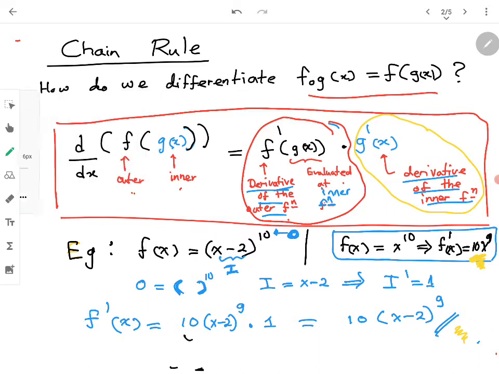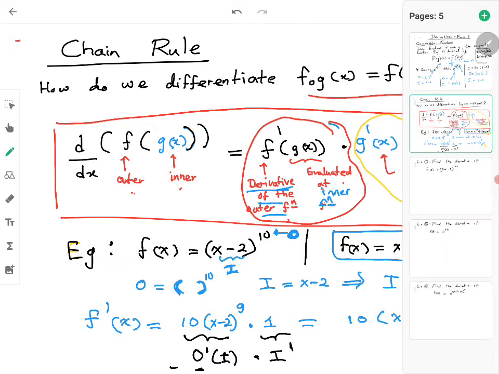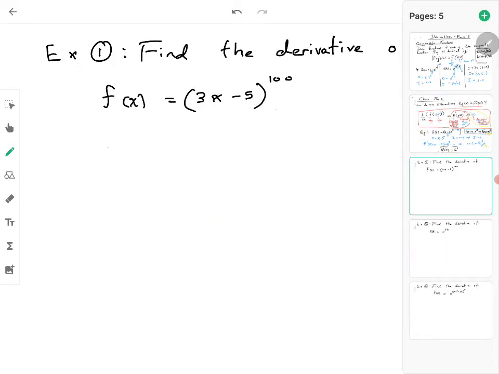Okay, so this first term is the derivative of the outer function evaluated at the inner, and the second term is the derivative of the inner function. So that's the formula. So that's how you use the chain rule. Okay, we will do a couple more examples to explain this rule more.